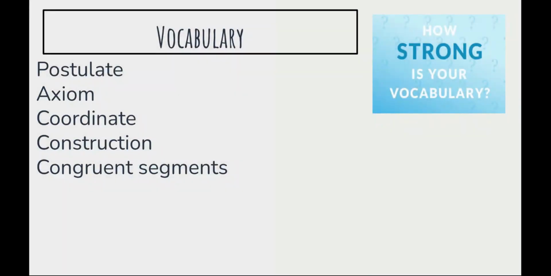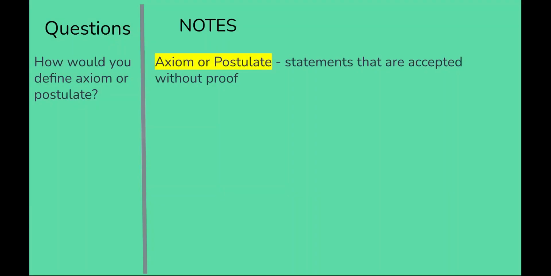Some of the vocabulary that we're going to be focused on is postulate, axiom, coordinate, construction, and congruent segments. So that's what we'll be looking at today. So keep on building your vocab. Remember, mathematics is a language. You'll see that I've kind of set it up in Cornell Note style and gave you a question to help you if you're going to start that process for taking notes.